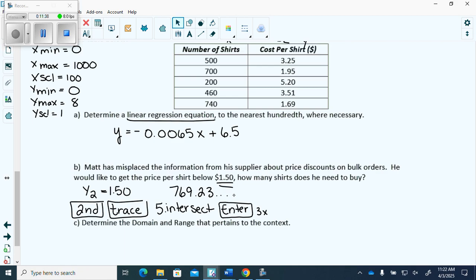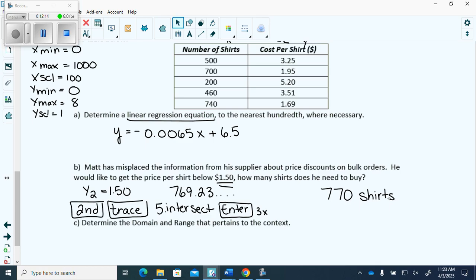That would get me, if I bought 769.23 shirts, that would cost me $1.50. The more shirts they buy, the less it costs, correct? I need to be below $1.50. If I bought 769 shirts, would it be below $1.50? That would be a little bit above. So what do I need to buy? 770. I need to buy more and make it cost less. And to write the sentence, you'd say I need to buy 770 shirts so that the price of the shirt would be below $1.50, right?